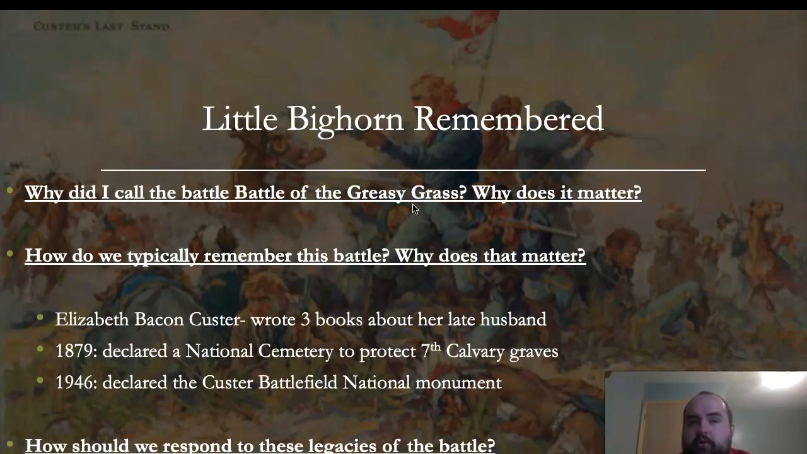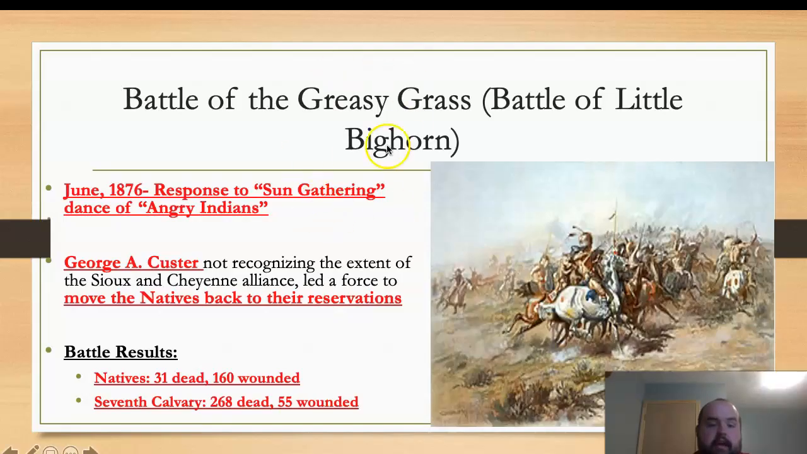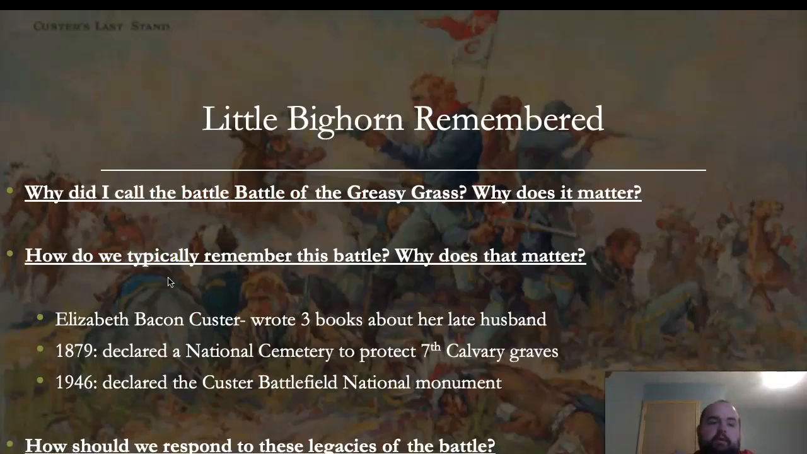Alright, for those of you who aren't aware, the Battle of the Greasy Grass is actually what the Cheyenne and the Sioux Native Americans have called the Battle of Little Bighorn. So one thing historians have typically done at this point is try to remember these battles by their Native American names instead of remembering them how the Americans labeled them. Why is that maybe such an important thing to remember?